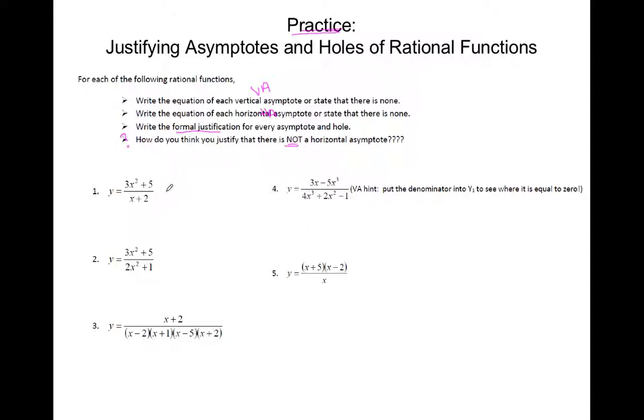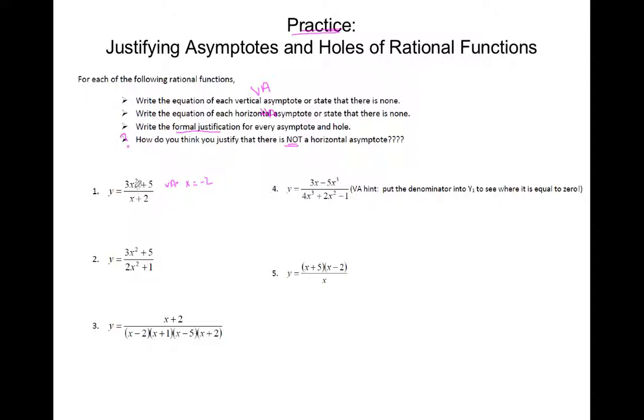All right, so let's start with number 1. There's going to be a vertical asymptote at x equals negative 2. Do you know why? Because that's the only number that makes the denominator 0. The numerator doesn't cancel out, so that would be a vertical asymptote, not a hole.